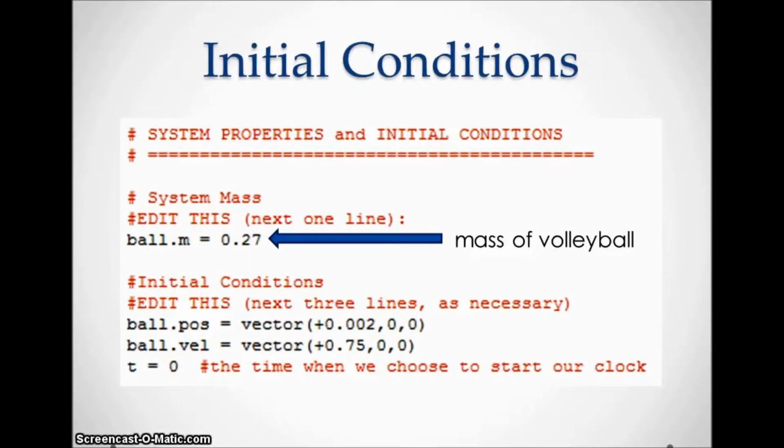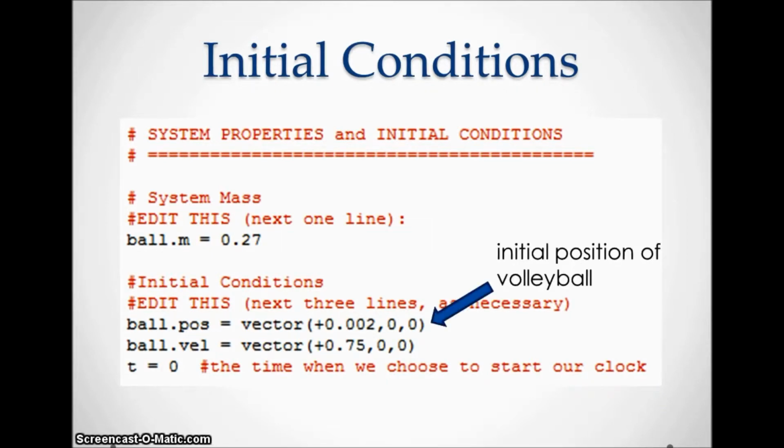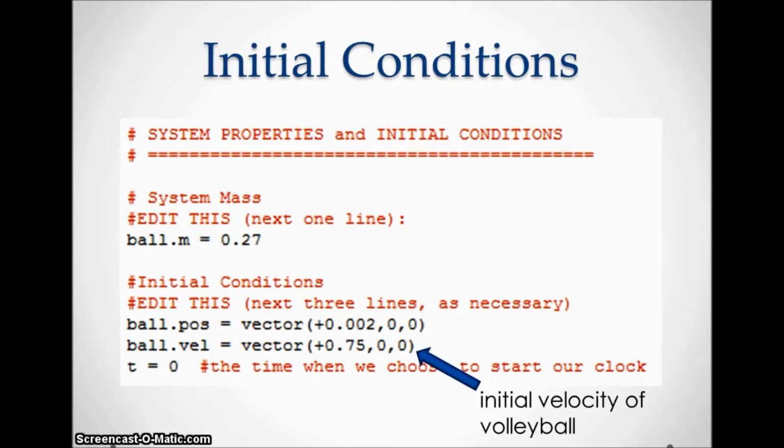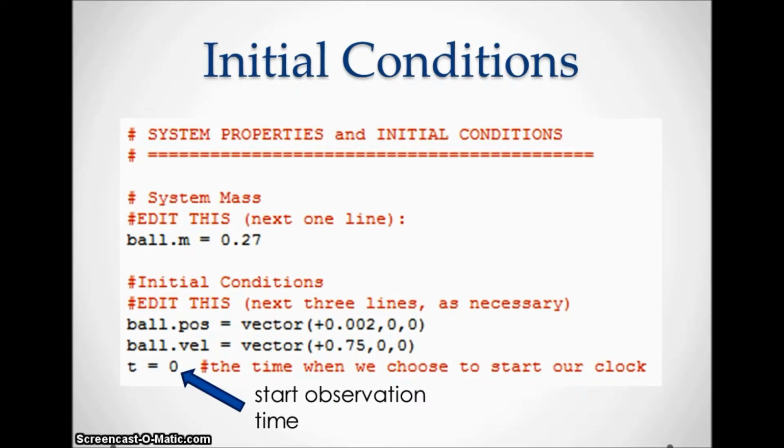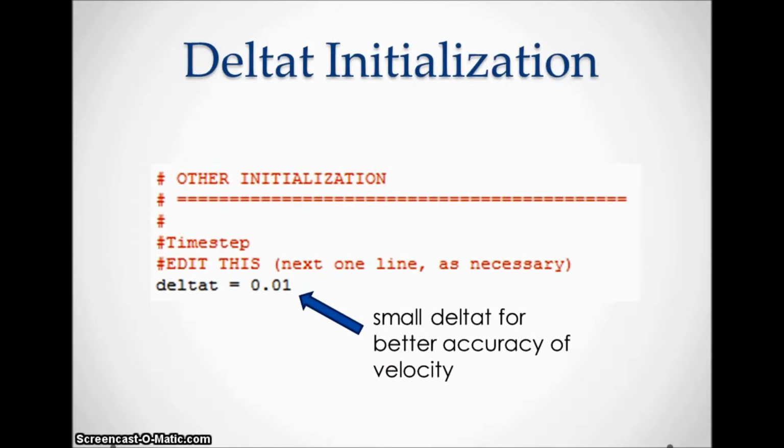In order to recreate the motion of my experiment using the PHYS program, there were parts of the code that needed to be updated with the information specific to my experiment. The volleyball's mass is accounted for in the ball.m variable by setting it to 0.27 kilograms. The ball's initial position and velocity are updated appropriately using the data explained before. We leave time t equals 0 because the initial observation time is 0 seconds. Because the video is only 1.72 seconds long, we want the delta t to be very small in relation so as to give the most accurate calculation of velocity as possible.